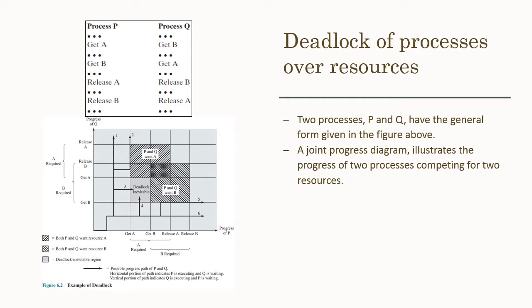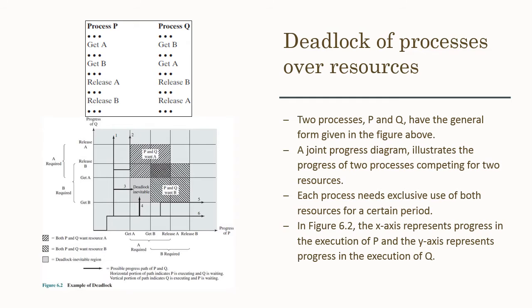A joint progress diagram illustrates the progress of two processes competing for two resources A and B. Each process needs exclusive use of both resources for a certain period. In figure 6.2, the x-axis represents progress in the execution of P and the y-axis represents progress in the execution of Q.